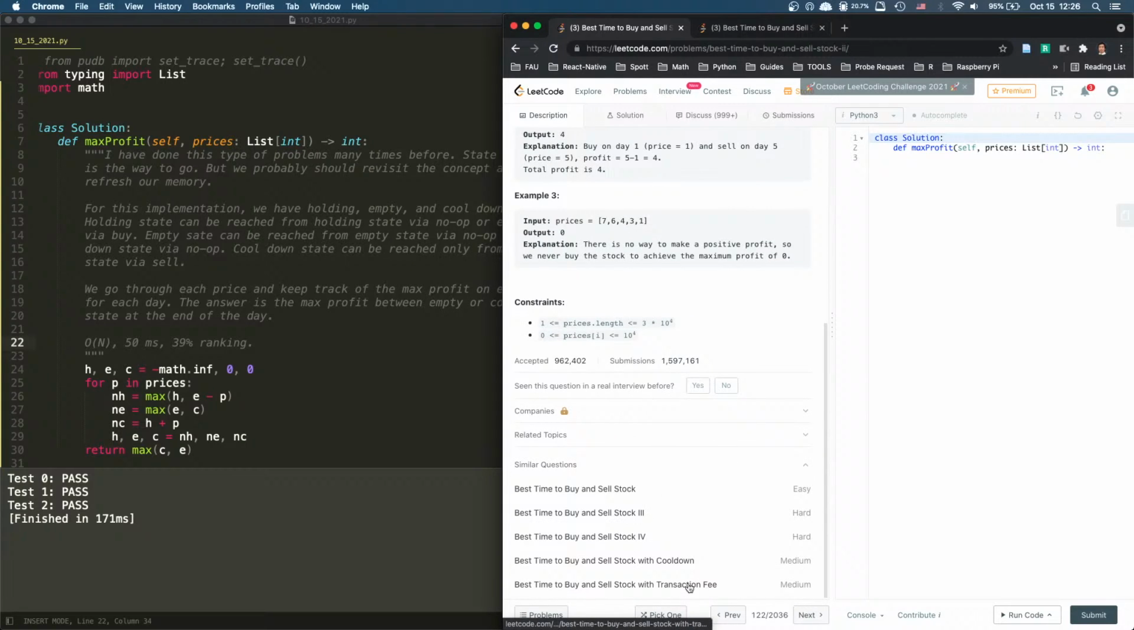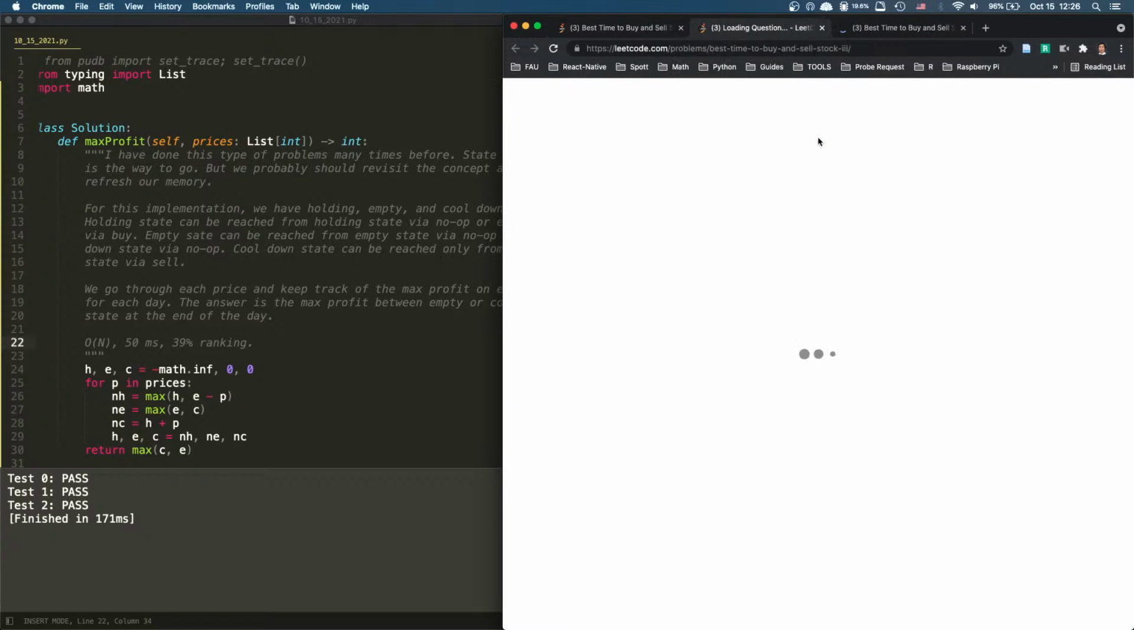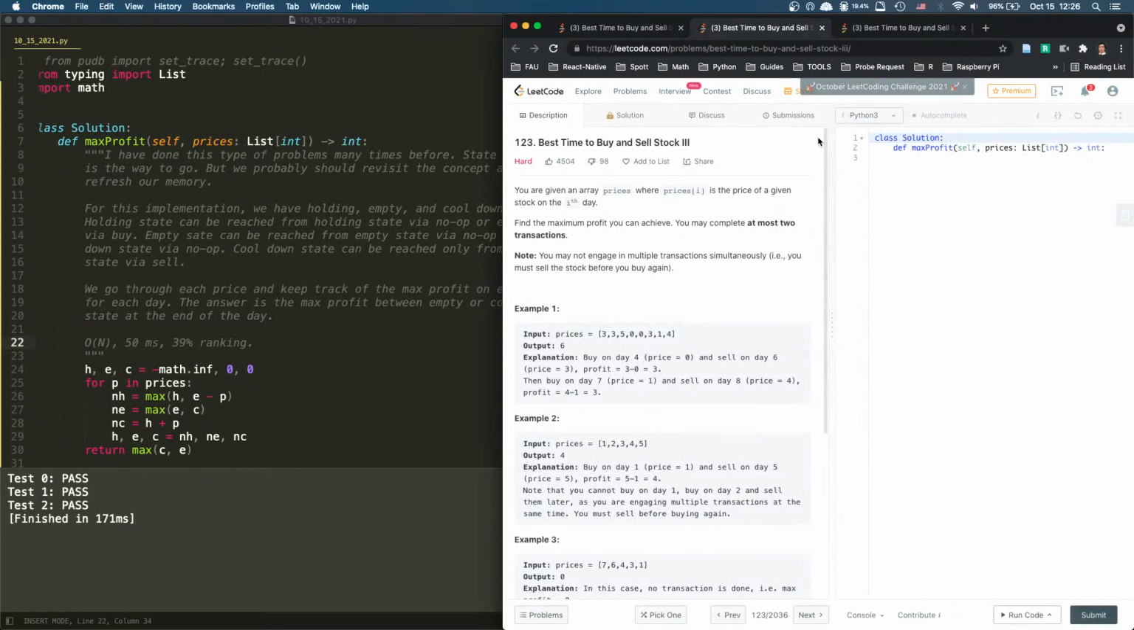What's the one that? Oh, here we go. With cooldown, with transaction fee. Let's take a look at these two. I forgot one of them, one of them that I've done before. I think it has a requirement on the number of transactions, if I remember correctly. I think all of them can be solved by at most 2 transactions.